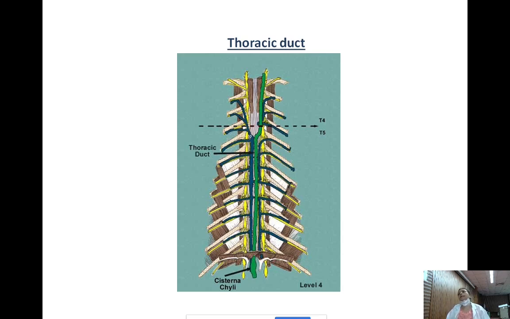And that thoracic duct has to enter into the thorax. So through which opening will it enter? It will pass through the aortic opening of the diaphragm, on its right side. Okay, so it enters through the aortic opening and runs in the posterior mediastinum, mostly on the right side, but at the level of the fifth thoracic vertebra it will cross and go to the left side. So that is the thoracic duct.